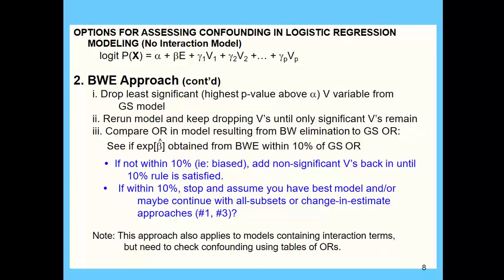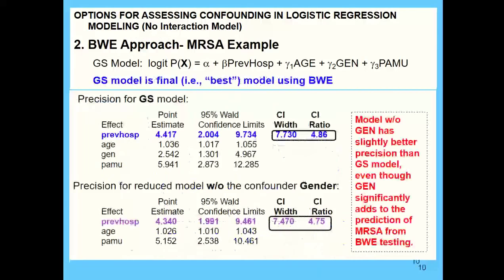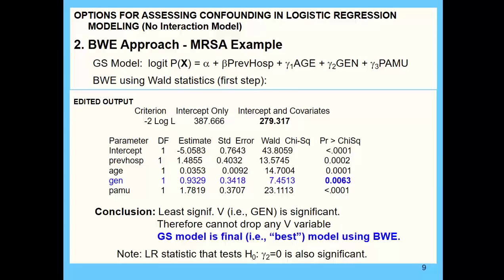And that's a reasonable way of doing things, although it's not guaranteed to give you the same answer as the gold standard model. In fact, let me show you something. Here's the output for this model, the gold standard model: the output for previous hospitalization, age, gender, and PAMU. Look at the last column, which gives you p-values. The last three p-values are the ones you want to look at, aren't they?